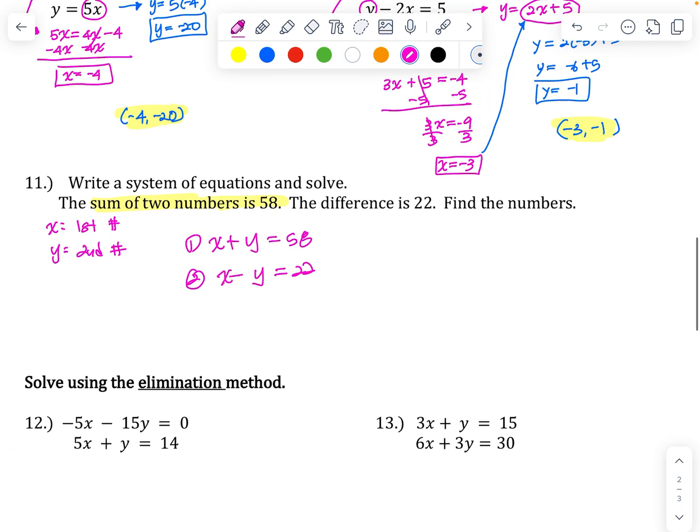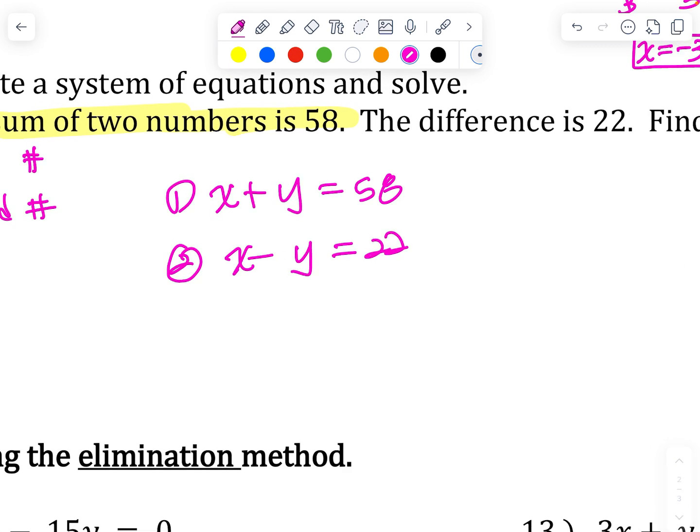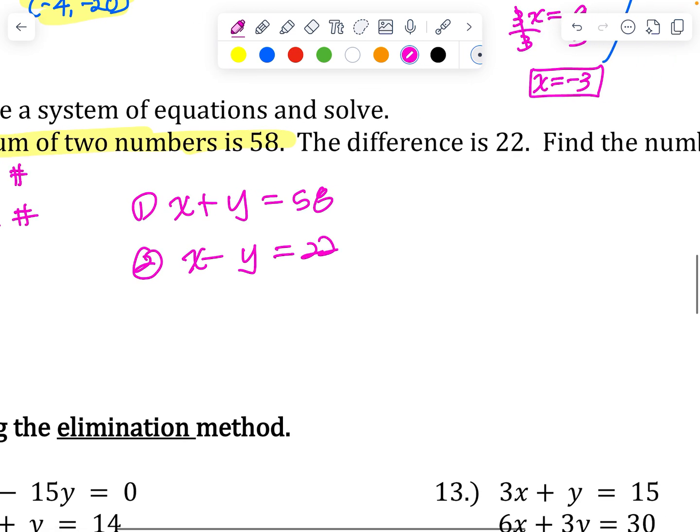Okay, so you know what? It's silly to use substitution. I'm going to just use elimination, and that's totally okay. You know how to use substitution, so that's okay. But elimination is so easy. I'm just itching to use it because this cancels out. Look at that. So much easier.